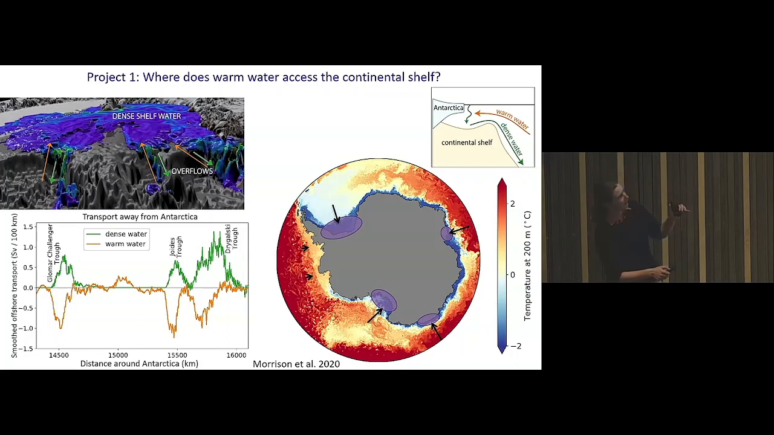So you get the dense water which flows down the bottom, and then the warm water comes on a bit above that in the water column. This warm water is coming on in the same locations as where our dense water is flowing down off the continental shelf, localized to these same canyon features.